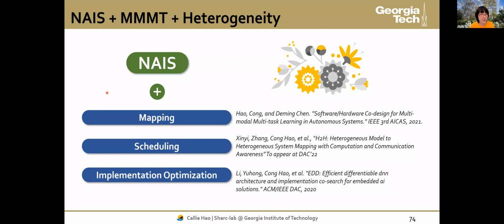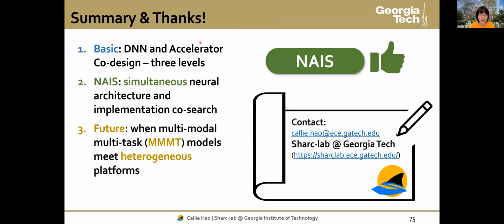So, a brief summary of what we have in the future: NICE plus mapping, NICE plus scheduling, NICE plus implementation optimization. And here are some reference papers that already discuss this integration, or can potentially be integrated. So this is what I have in mind for the future: NICE plus MMMT plus heterogeneity.